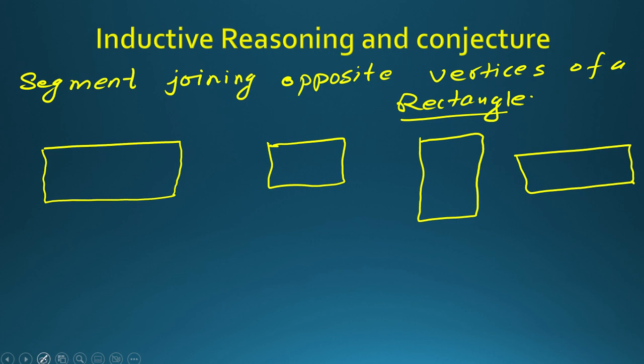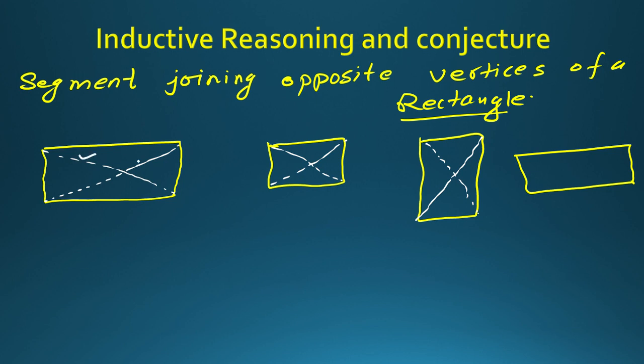So if we join the opposite vertices, it means like this. If you join here and then if you join like this, same here and here, don't you think that all these lines I am joining are looking equal in their respective figures? For example, this line is looking the same as this line. Same means equal in length. Similarly, this line is equal to this line in length. So what conjecture can we have here?